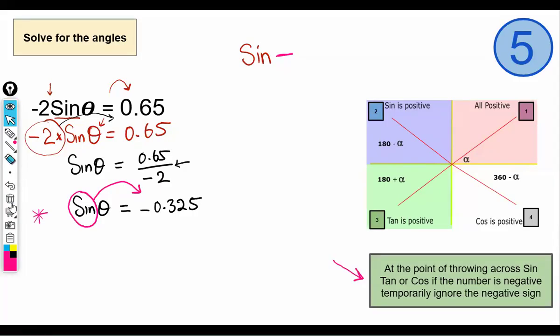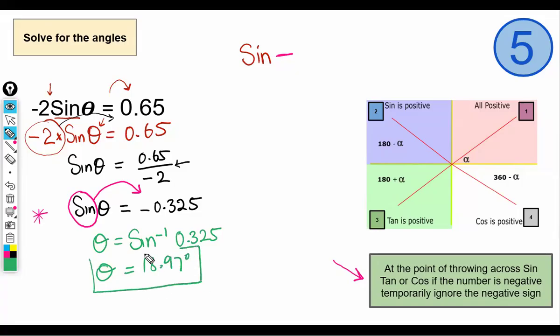So finish off the question. We're ignoring that minus sign, so theta is sine inverse positive 0.325. Second function sine. We're getting roughly 18.97. But this first answer, here's alpha. Remember, when it's a negative question, the alpha is not actually one of the answers. We're just going to use him.